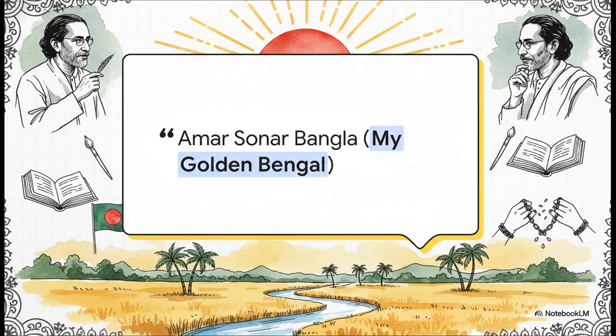This was the moment when the great poet Rabindranath Tagore wrote Amar Sonar Bangla, My Golden Bengal. That song became the anthem of the movement. It just perfectly captured this deep, passionate love for the unified Bengali identity that the British were trying to destroy. And its power is so lasting that decades later, it became the national anthem of Bangladesh.